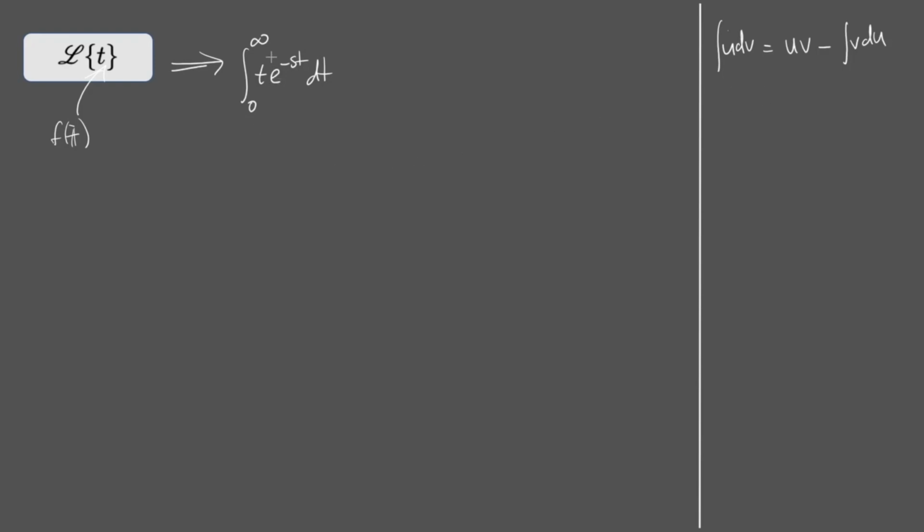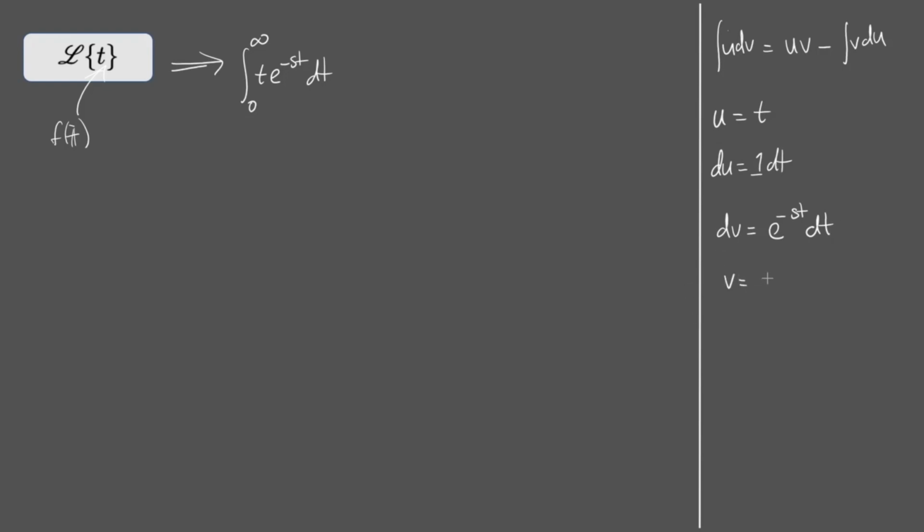To make this work, we're going to define what's going to be our u and what's going to be our dv. For this case, we're going to let u equal t. Then du is going to equal 1 dt. Simple and straightforward. We're going to let dv equal everything else in the integral, so dv is going to be e to the minus st dt. That's everything left in the integral.